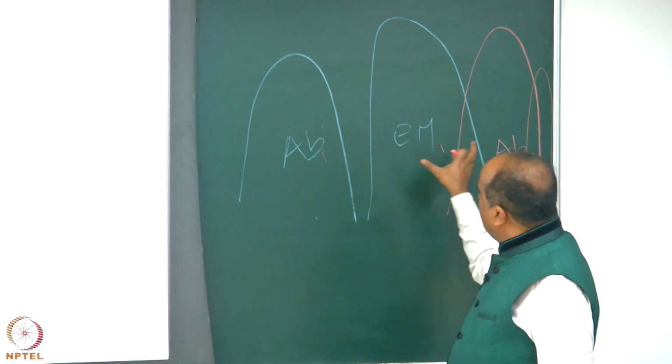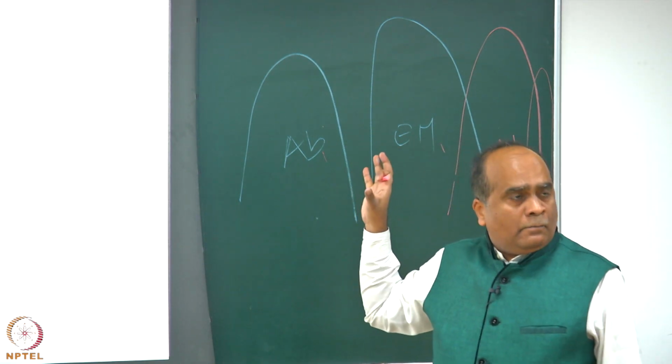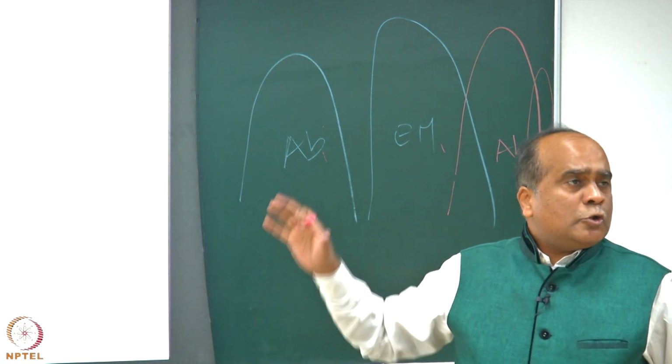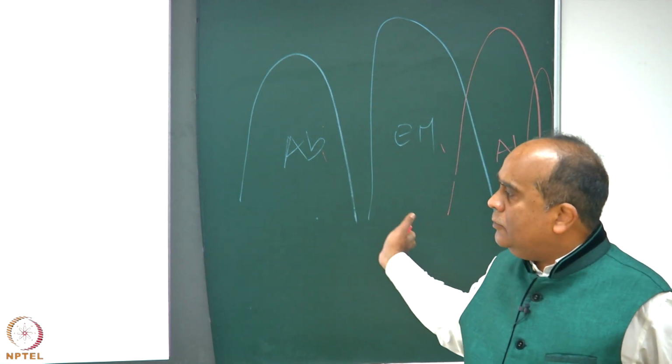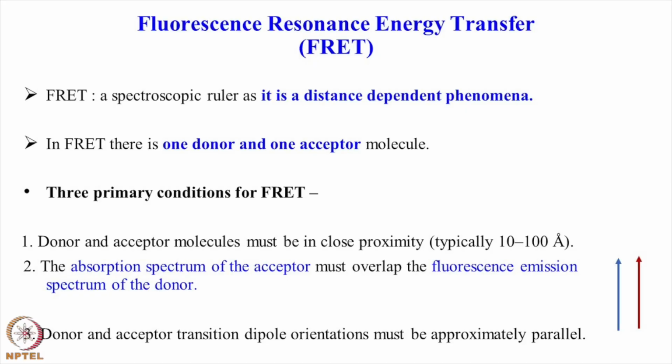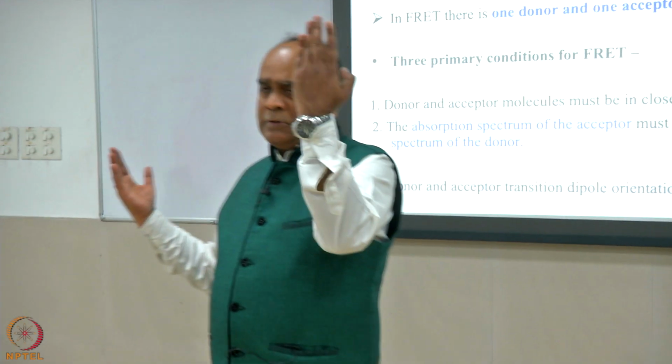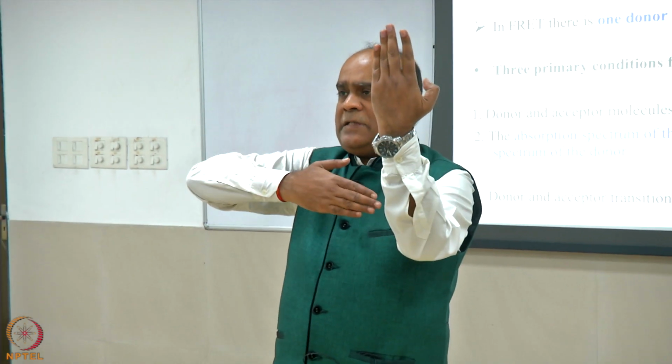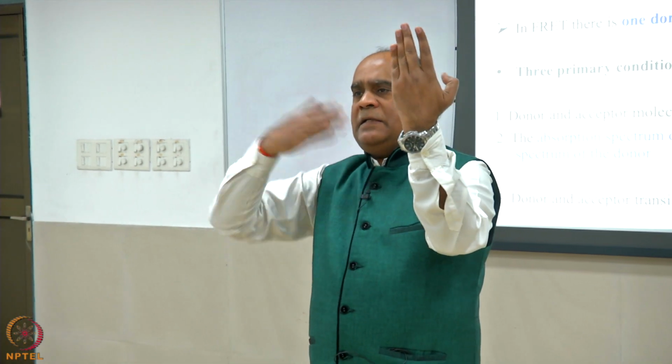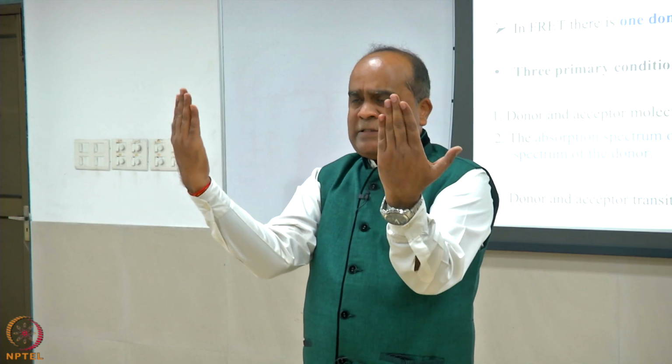So, it says that the emission of the first molecule, which is the donor, should be matching with the absorption of the second molecule, which is the acceptor. And the third condition: donor and acceptor transition orientation must be parallel. That means it is an EM wave based radiation. So, the transition dipole should be like this. If it is like this, they will not be efficiently transferring. So, this is the third condition.